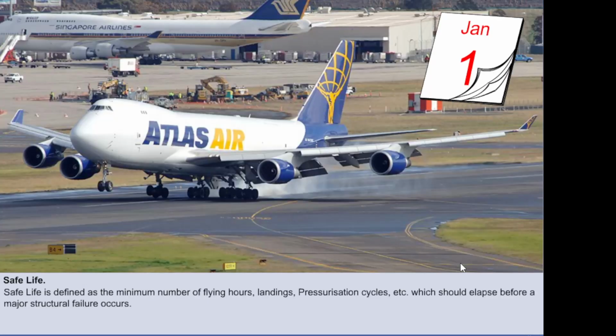The safe life of an aircraft structure is defined as the minimum life during which it is known that no catastrophic failure will occur.